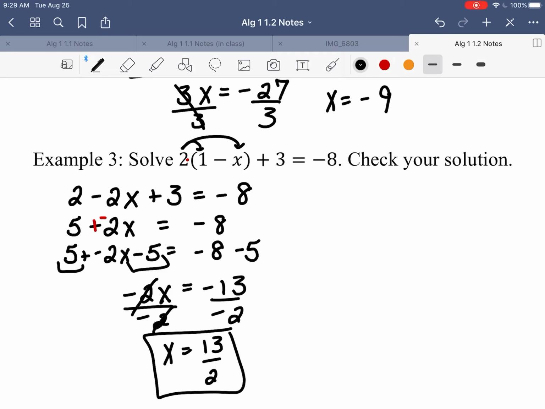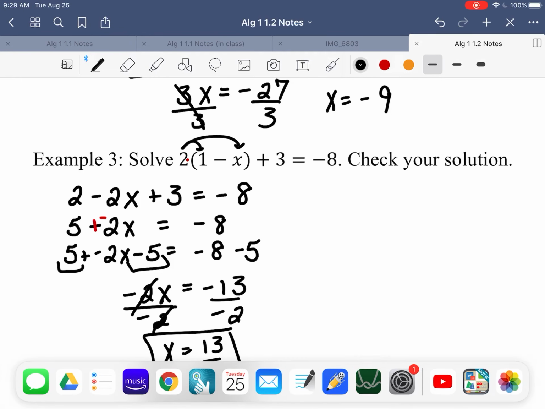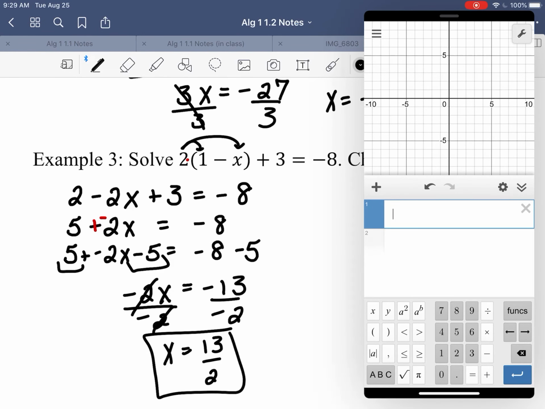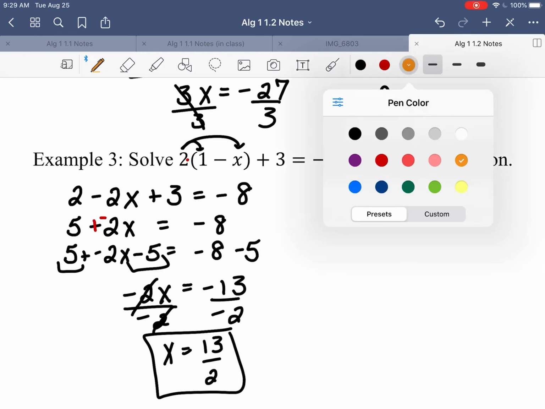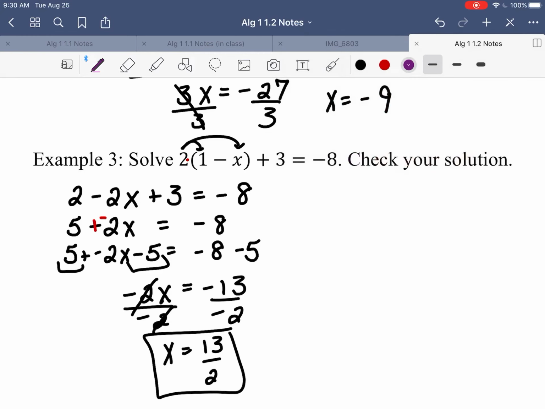Now we want to check it and make sure it works. So we would go ahead and plug it in. Okay. So 2 parentheses 1 minus 13 halves. I can just type that in as a divide. Again, that's just a division, 13 halves. Okay, and then we're going to add 3. And we do end up getting negative 8. It did work. Okay. All right, so now I'm going to show you another way of doing the same problem.